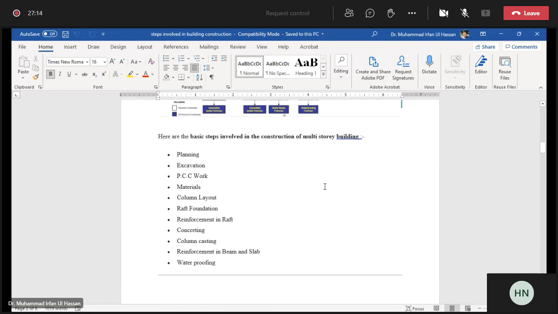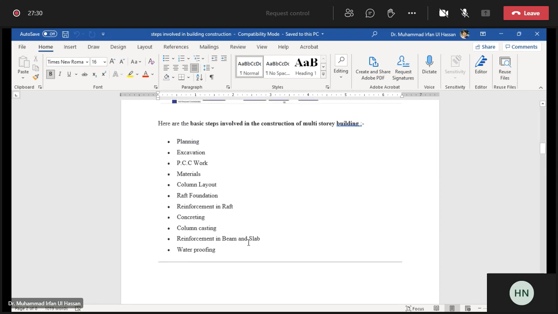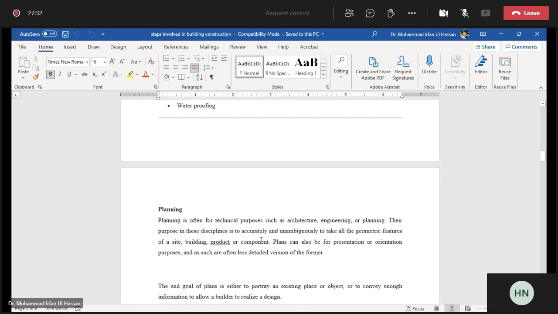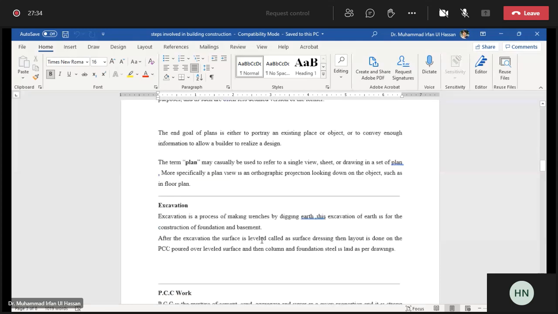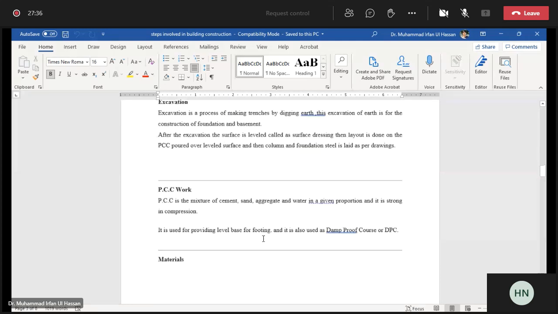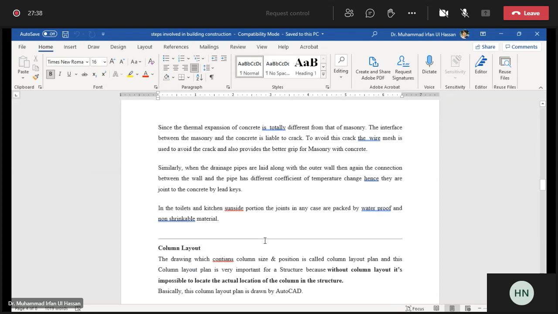Here are the steps involved in the construction of the building: planning, excavation, PCC material, and then column layout is carried out, then the raft footing and the reinforcement in the raft, concreting work, column casting, then beam and slab casting, and then waterproofing, and all these things are carried out. A brief explanation of the different steps is also given in these handouts.